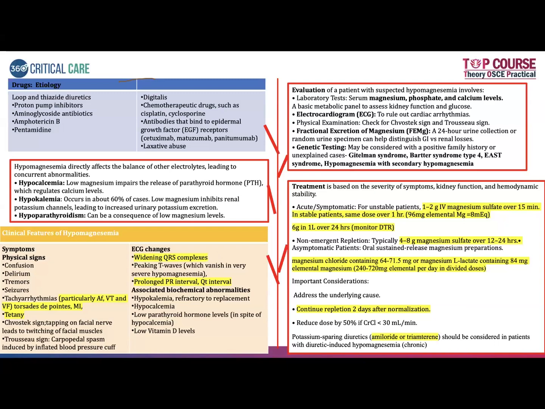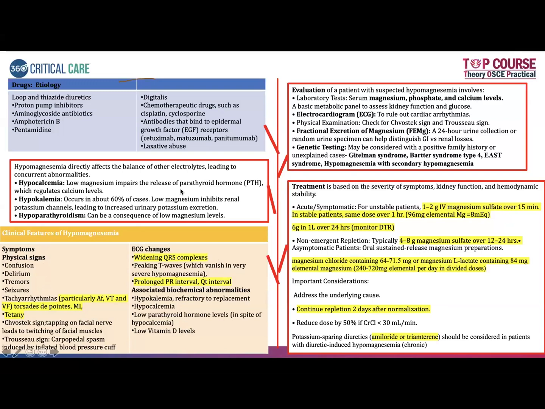Similar to hypocalcemia, the Chvostek and Trousseau signs can be positive in hypomagnesemia also. That is, tapping on the facial nerve causes twitching of the facial muscle, that is Chvostek. Trousseau is carpopedal spasm due to an inflated BP cuff. Other signs would be confusion, tremors, and seizures. Associated abnormalities will be hypocalcemia, hypokalemia, and hypoparathyroidism. These can always be associated with hypomagnesemia.